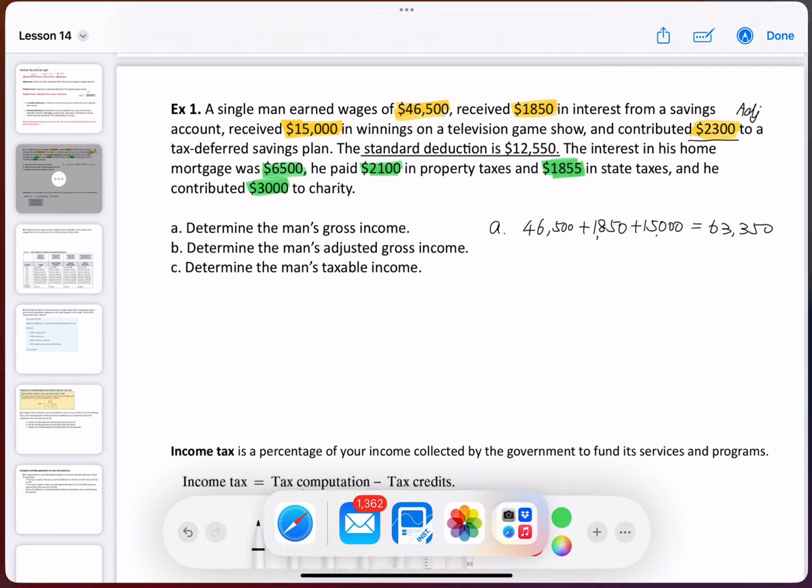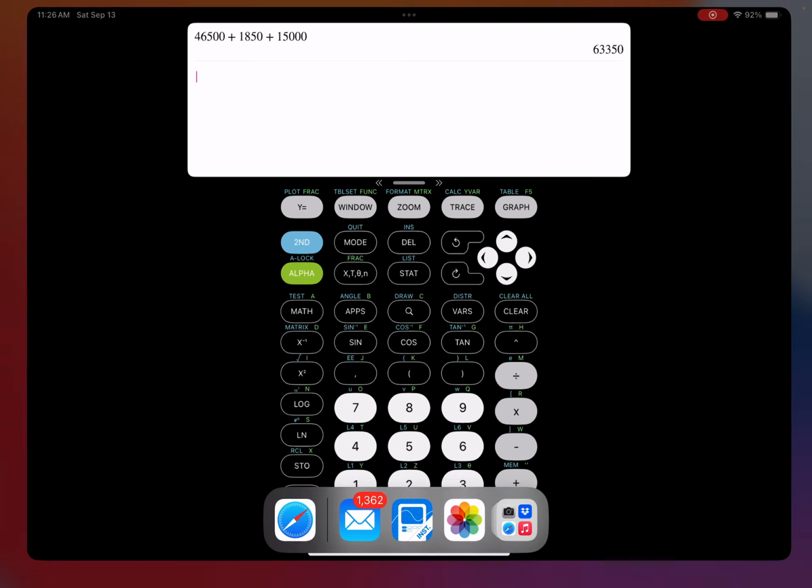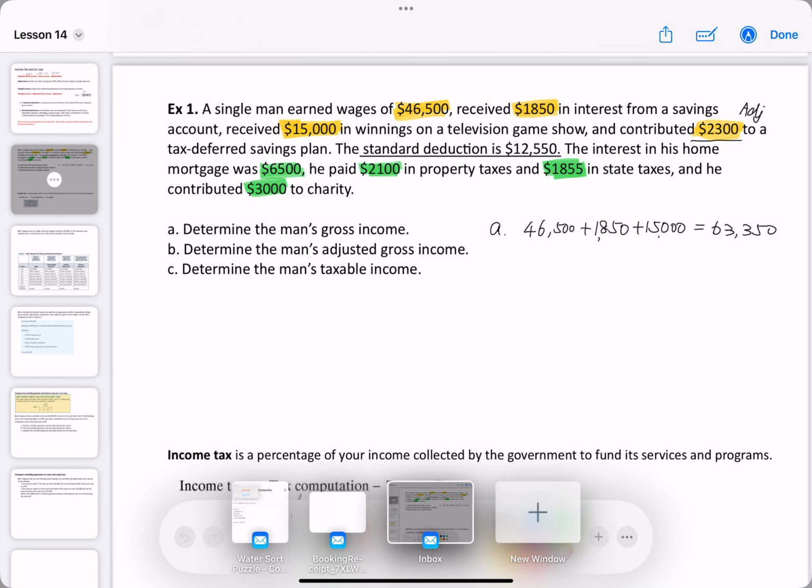Is it 63,350? You can use your calculator because I'm looking for my cheat sheet, but it's really far from me. So we're having 46,500 plus 1,850 plus 15,000. And this is the money, 63,350. 63,350.